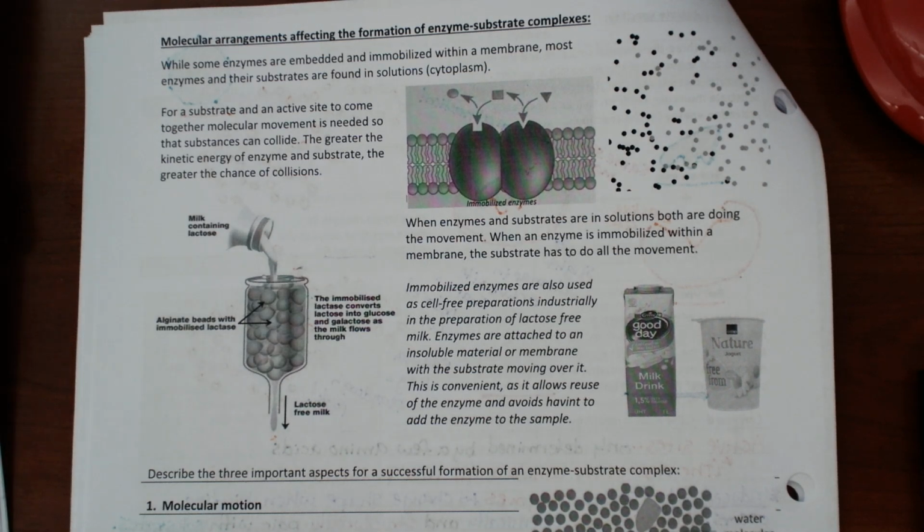Alrighty, so this is when we're talking about molecular arrangements affecting the formation of enzyme substrate complexes. And so while some enzymes are embedded and immobilized within a membrane, most enzymes and their substances are found in solutions in the cytoplasm. And so for a substrate and an active site to come together, molecular movement is needed so that the substances can collide. The greater the kinetic energy of the enzyme and substrate, the greater the chance of collision. When enzymes and substrates are in solutions both doing the movement, they're more likely to have those collisions because they're both moving. When an enzyme is immobilized within a membrane, the substrate has to do all of the movement.